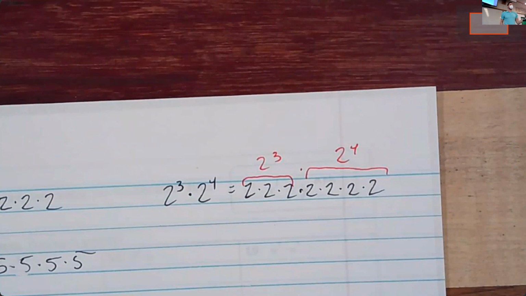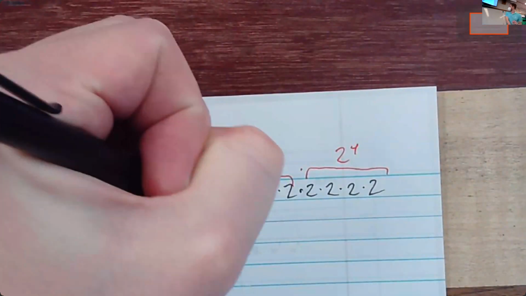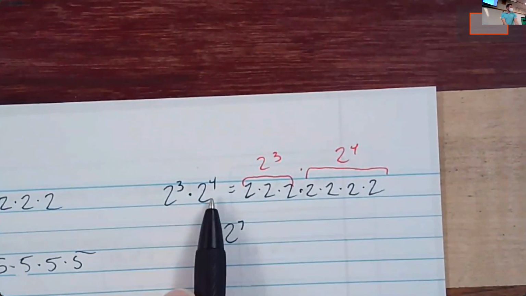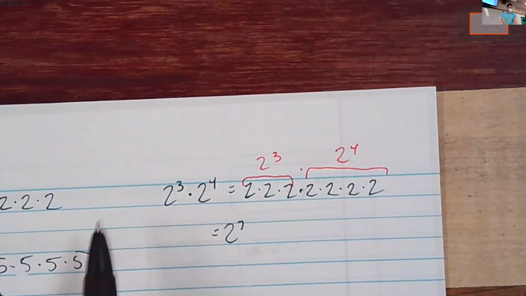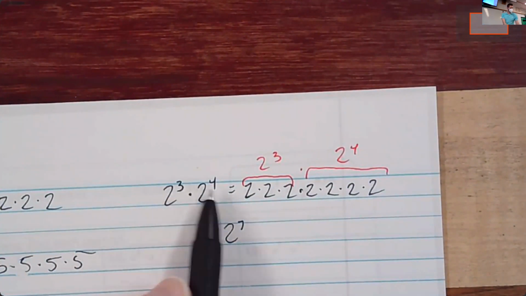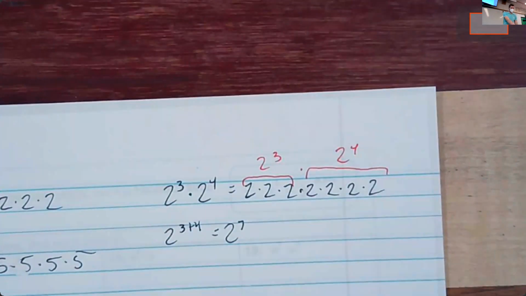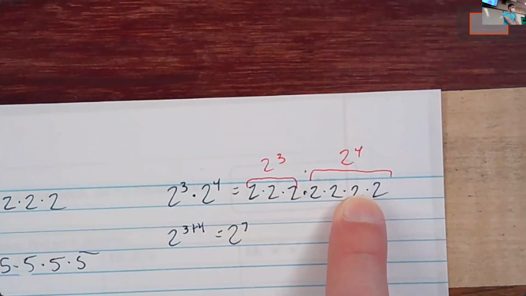So how many 2's are there total? Seven. Yeah, there's 7 2's. So this would equal 2 to the 7th power. And if you add 3 and 4, this would equal 2 to the third plus 4. So 2 to the 3 plus 4. 3 plus 4 is 7, and there were 7 2's all written out together.